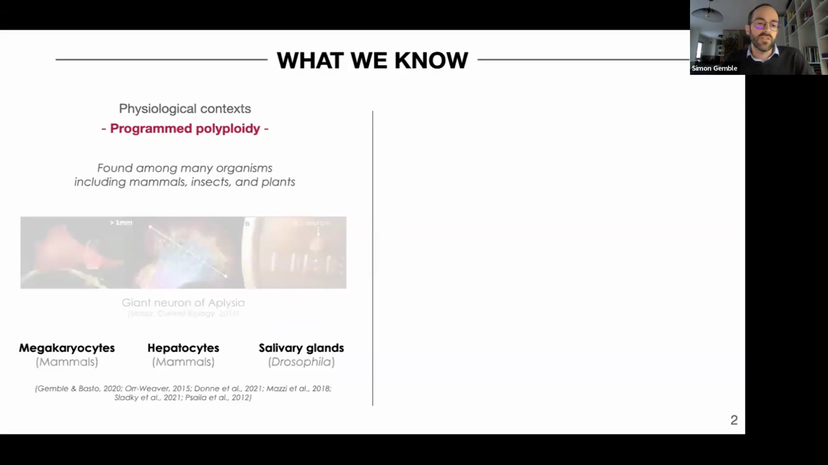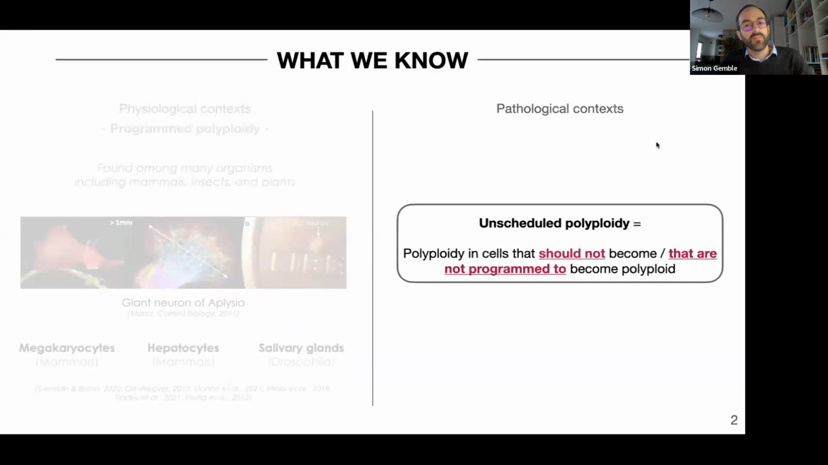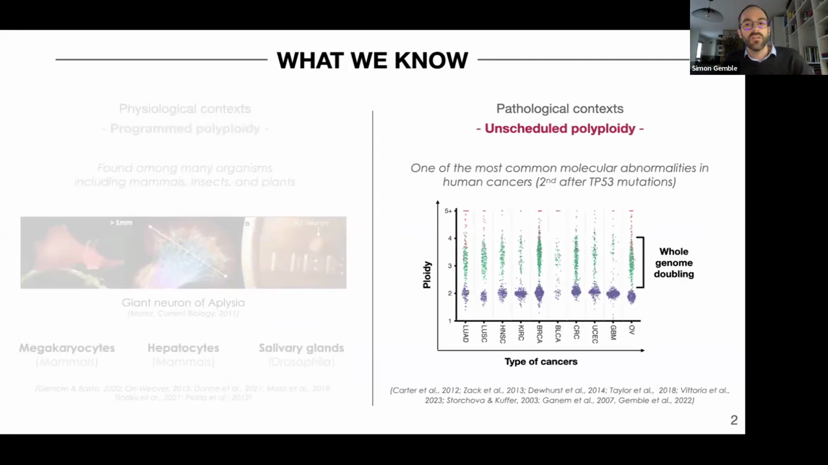But it's a quite exotic example. So closer to you, your megakaryocytes and your hepatocytes are polyploid. And if you are a fly, your salivary glands are polyploid. Polyploid cells have been found also in pathological context. And in this case, it's called unscheduled polyploidy because polyploidy occurs in cells that should not become polyploid. And it has been found in many human tumors, and it's actually one of the most common molecular abnormalities in human cancers, as you can see.